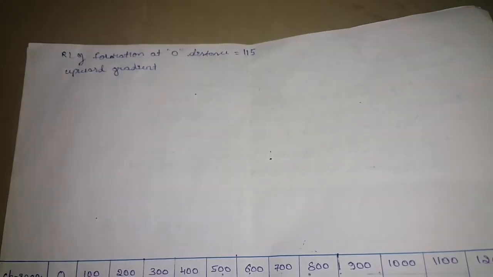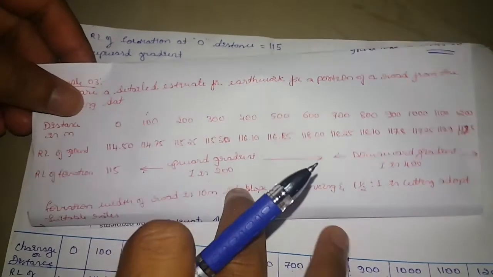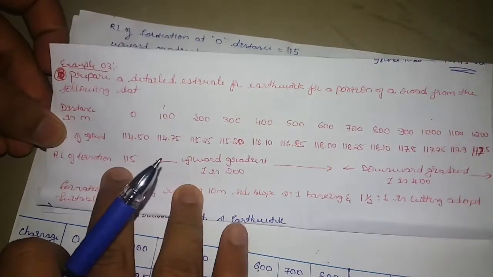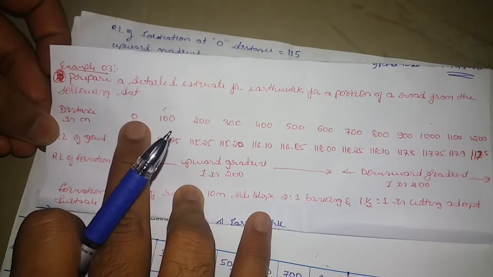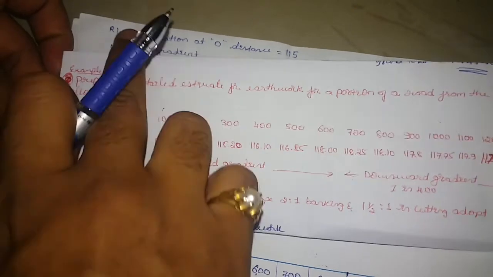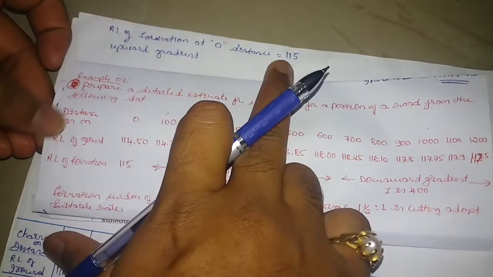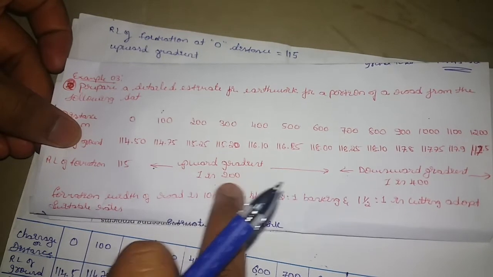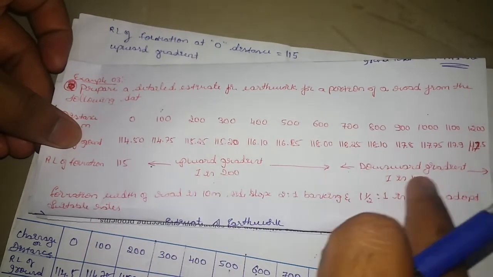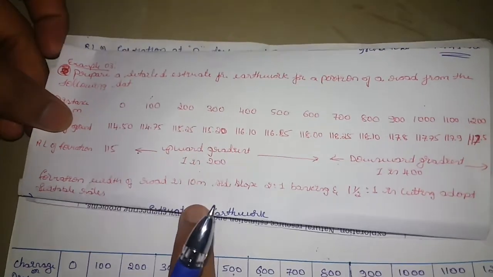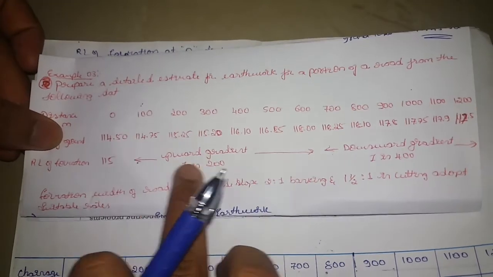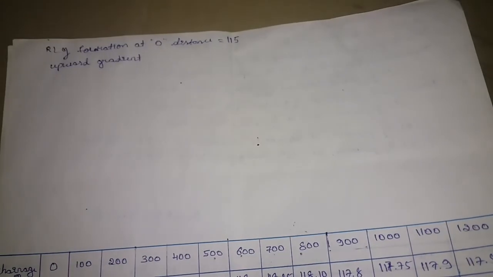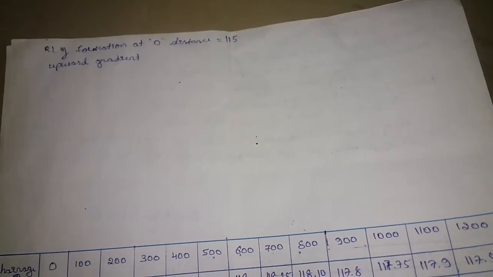We saw that one is an upward gradient and one is a downward gradient, right? So you can see in the question, this is the RL of the formation at 0 distance, that we have written here. Now we need to know what the upward gradient is, because here it is clearly mentioned as upward gradient, and then it is told as downward gradient. So for that purpose, we are first going to calculate the upward gradient, then we will go on calculating the downward gradient.